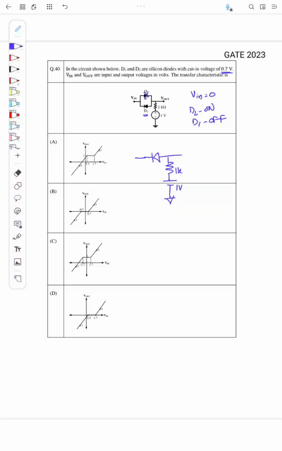And here I have the Vin. This diode is on, so I have a potential drop of 0.7 here. So what is Vout from this circuit? Vout is equal to this Vin voltage plus the drop across the diode, so plus 0.7. So this is the voltage Vout.